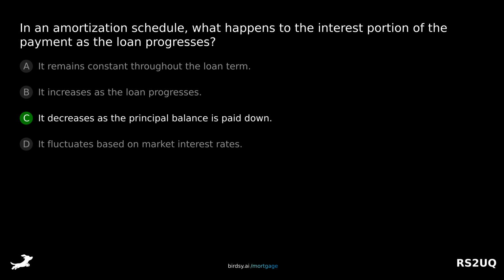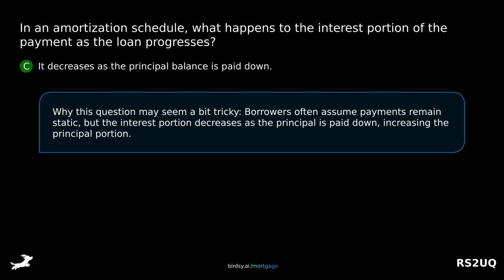The answer is C, it decreases as the principal balance is paid down. Why this question may seem a bit tricky. Borrowers often assume payments remain static, but the interest portion decreases as the principal is paid down, increasing the principal portion.